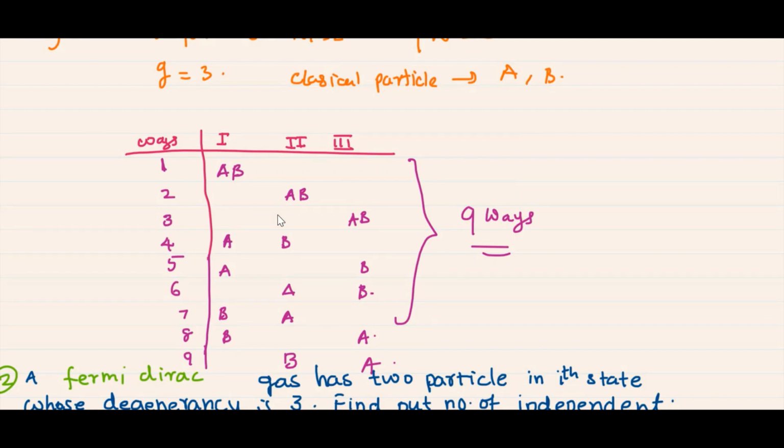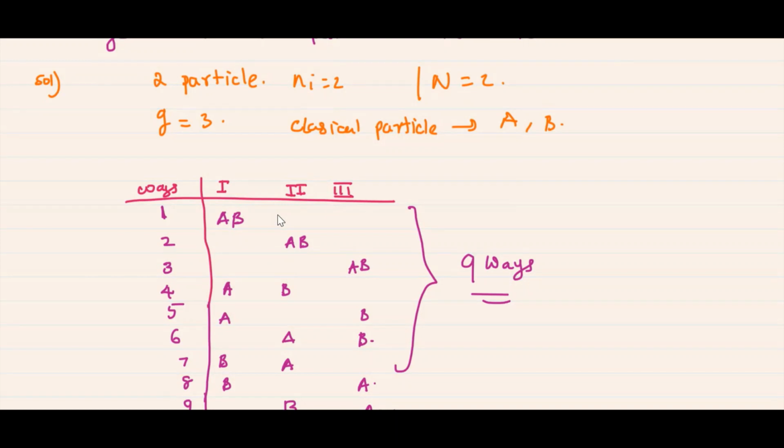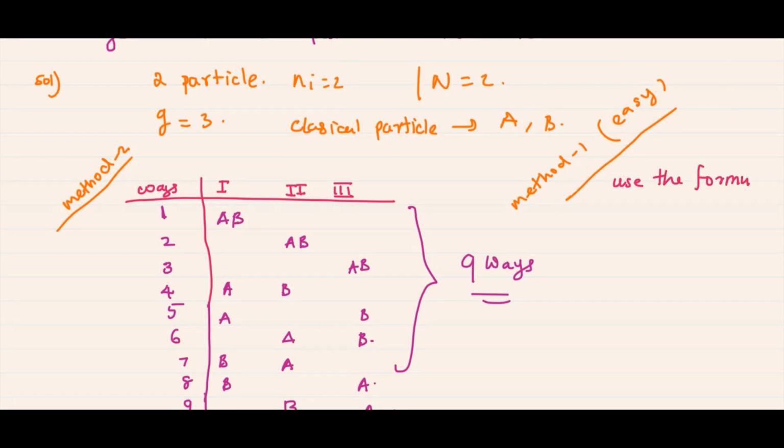Okay, then next, this is method 2, and what is method 1? Method 1 is very easy. The easy method is method 1, which is to use the formula. We know the formula. Wi equal to, what is the formula? Wi equal to N factorial into gi all power Ni divided by Ni factorial.